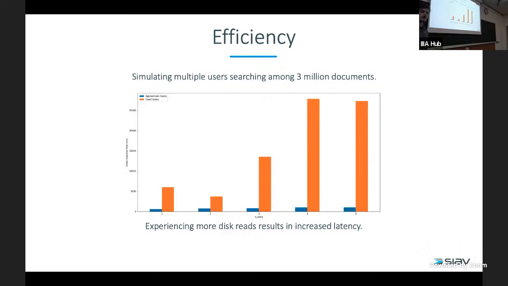When you have to load 3 million documents into the main memory, you see that with 4 concurrent users searching among the documents, they have to wait on average 25 seconds to get a result. And this is clearly not an acceptable solution. So it goes to show that using an approximate search approach is kind of the right way to improve the performances, although it still requires some fine-tuning.